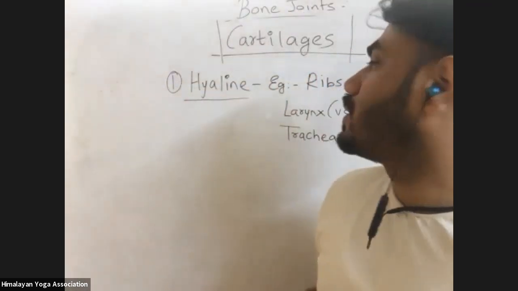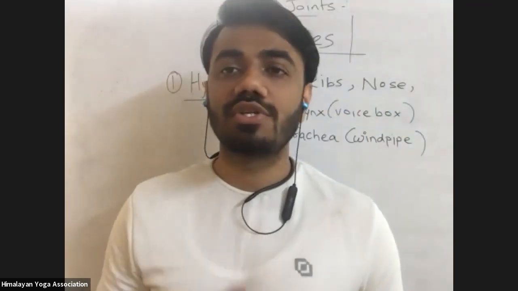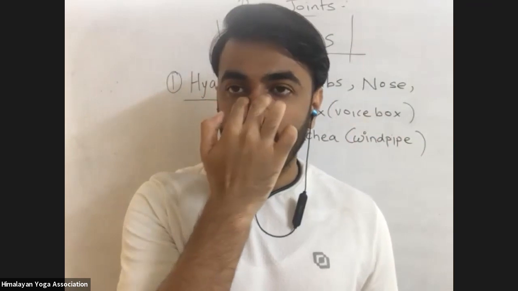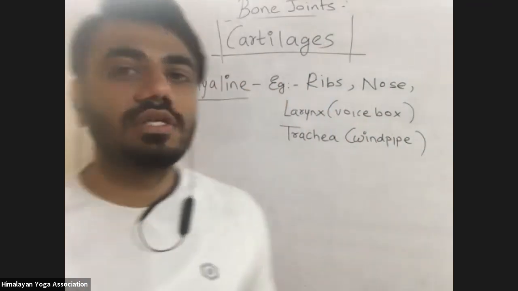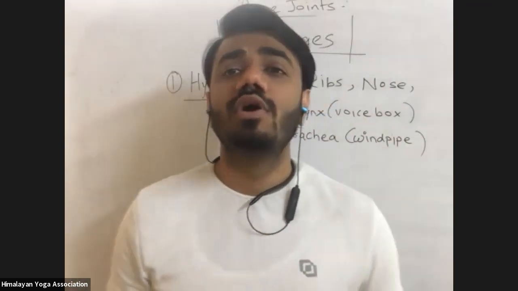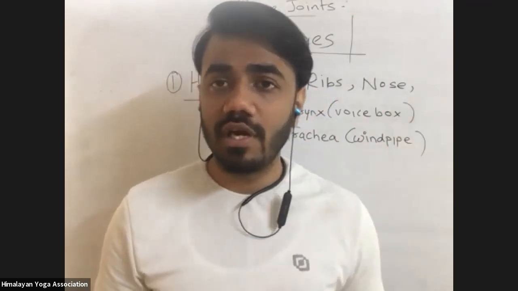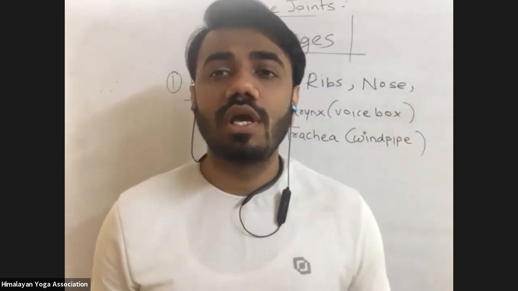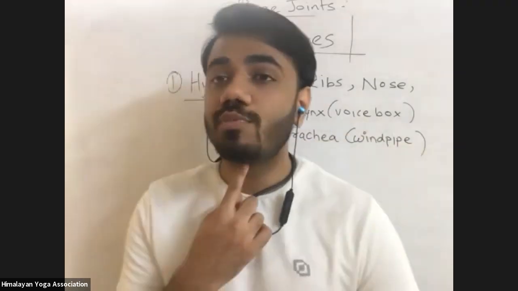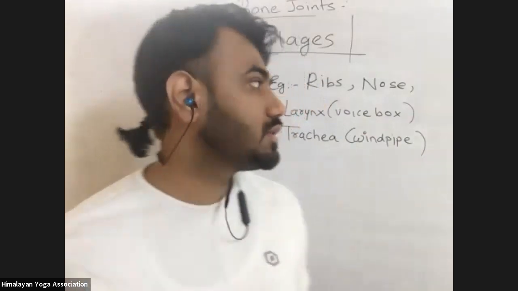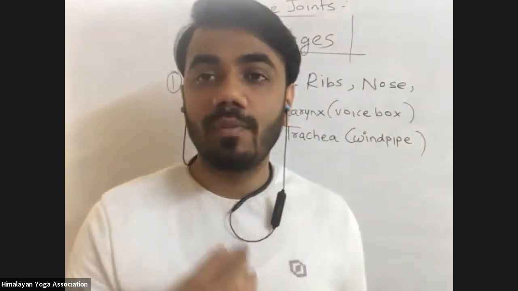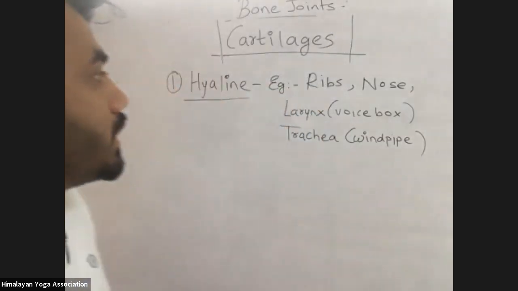It is mostly found in our ribs, which are connected to the sternum bone. In our nose also, if you see the movement of our nose, it is with the membrane. The bone is not moving, but the cartilage of the nose is moving. That cartilage is also hyaline cartilage. Also, these hyaline cartilages are found in the different movable bone joints which we have studied. They are also found in our larynx, that is our voice box, and in our trachea, that is our windpipe, made up of hyaline cartilage, where the flow of air travels through it.